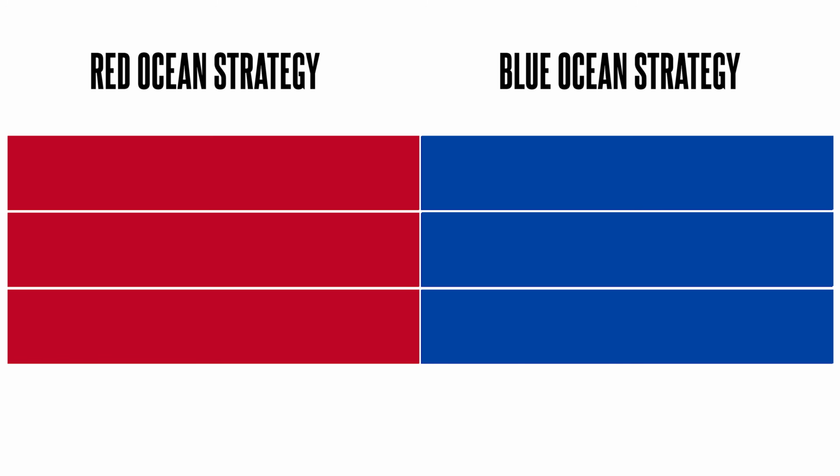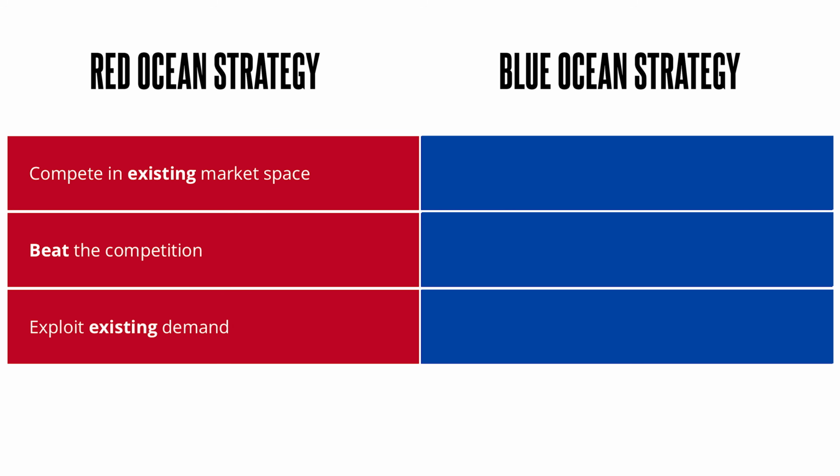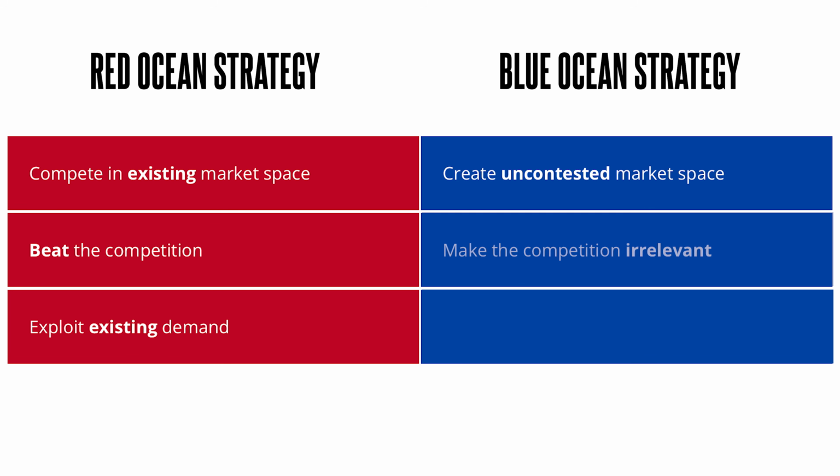When you're in a red ocean, you're competing in existing market space, meaning there's tons of competition already. You are trying to beat the competition and you're trying to exploit existing demand. When you're in a blue ocean, you are creating uncontested market space. You're entering into a whole new market space where there is no competition because it's so solely related on your experience, your own unique take, and your own unique genius. And you make the competition irrelevant and create and capture new demand.